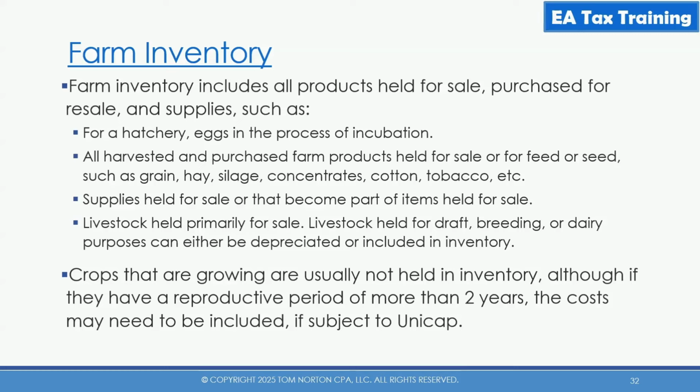And then also, crops that are growing are usually not held in inventory. So if you got crops that are still in the ground at the end of the year, that does not count as inventory. Although there is this exception, if they have a reproductive period of more than 2 years, the costs may need to be included if the farmer is subject to UNICAP. So remember, UNICAP, though, you had to have that $30 million or more average sales. So your typical sole proprietor farmer is not going to have that, but of course it is possible on a corporate type of farm. But the general rule is crops that are in the ground are not considered inventory.